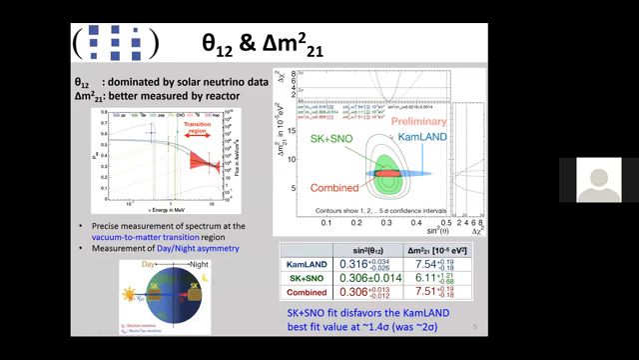In the reactor sector, the KamLAND experiment has not updated their results since 2013 because many of the reactors have been off. And last year, Super-K has updated its measurements of the solar neutrino analysis. The combination of Super-K and SNO disfavors the KamLAND best fit value at 1.4 sigma. So the previous 2 sigma tension was largely gone.